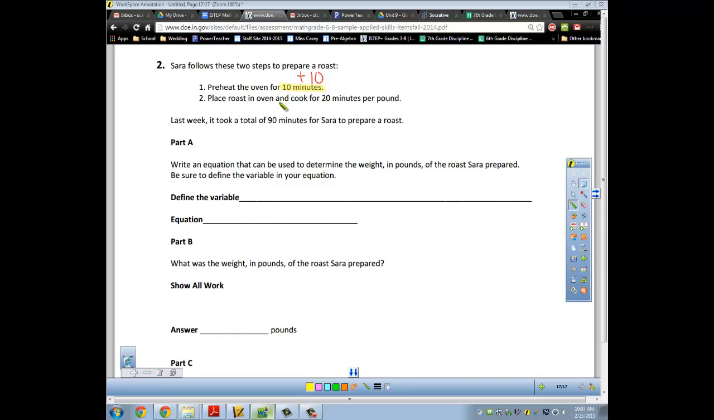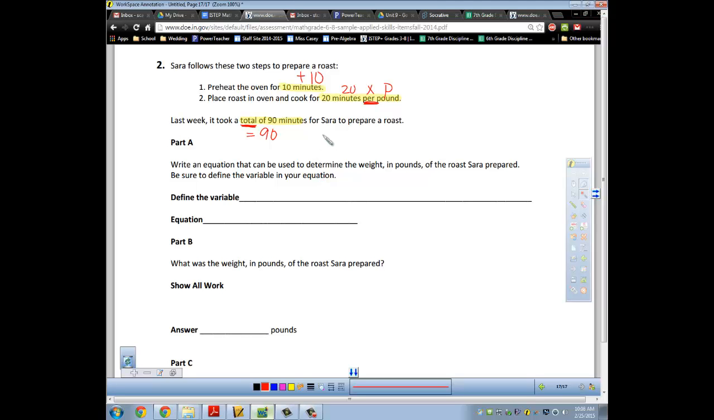Next it says place the roast in the oven, and we're going to cook it for 20 minutes per pound. So here's that keyword per. Per means multiply. So we have 20 times the number of pounds. I don't know how many pounds of roast you bought, so let's pick P for pounds. The next thing we see is last week it took a total of 90 minutes for Sarah to prepare her roast. So you see the word total. Total means equals. So it equals 90. So I have all my notes written by my information. Now I can start putting it together.